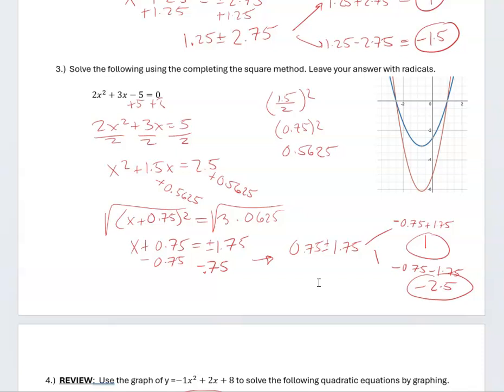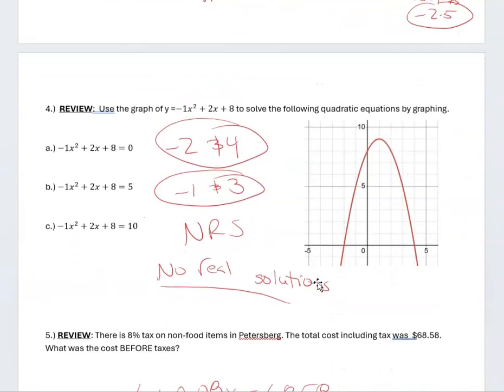So this is if you did 2x squared plus 3x minus 5 and x squared plus 1.5x minus 2.5. You would have to get one side equal to 0 again. And those are your two graphs that have the same exact x-intercepts because they're equivalent.